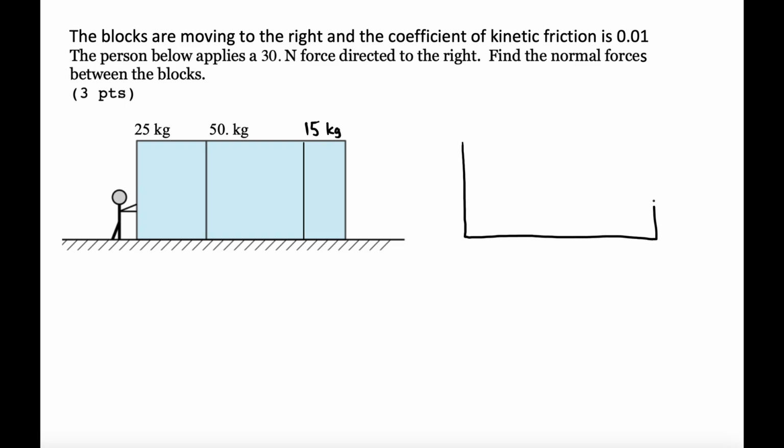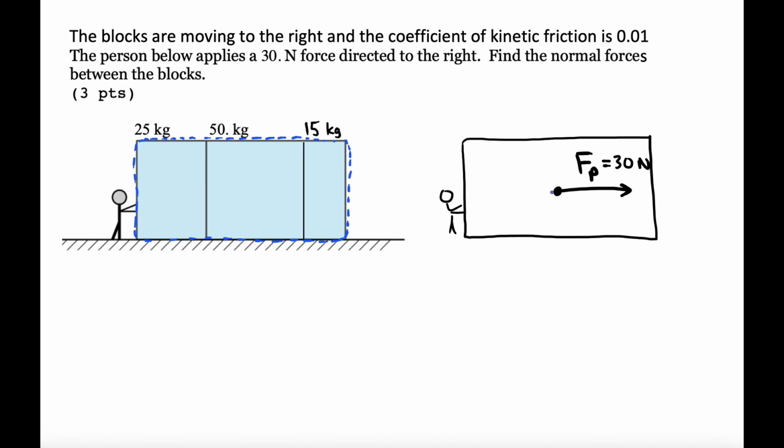First thing I would do is make all the blocks into a system. So our system becomes this entire blob. We need to know how much friction the system is going to feel. We know that there's a 30 Newton push, but we need to calculate how much friction is going to resist that push. It'll be kinetic friction because our blocks are in motion. So let's calculate the kinetic friction in this case.